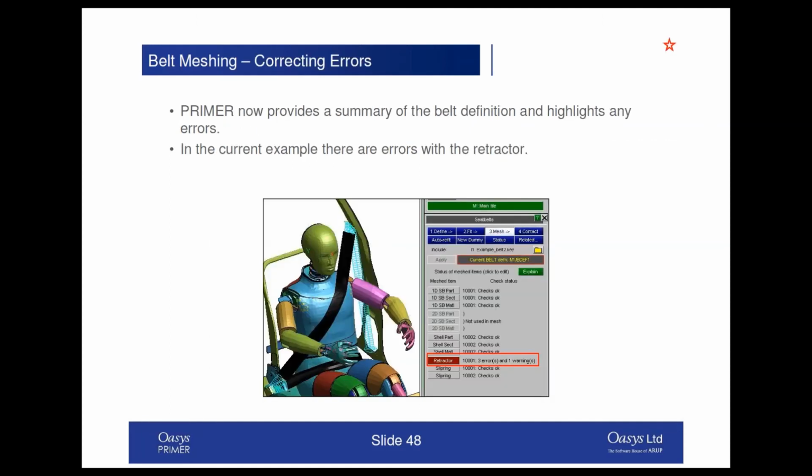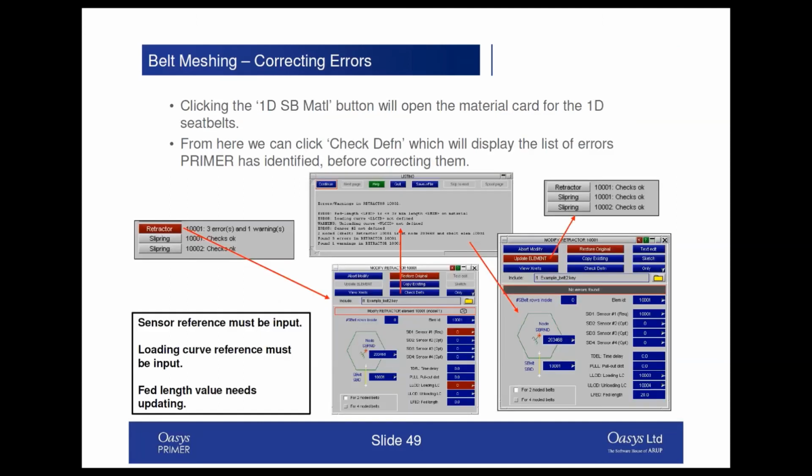It then moves on to a summary, and it gives us a list of the different entities in our belt, and also the status of any checks it's performed. So in this example, everything's looking okay, except we've got some errors with the retractor. If we were to click that retractor button, it would open up the retractor element card.